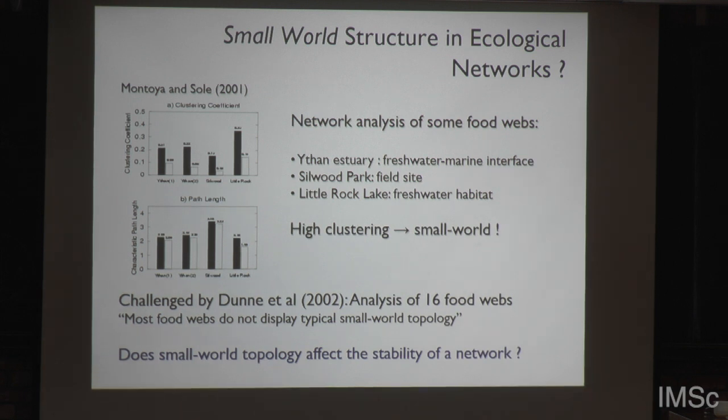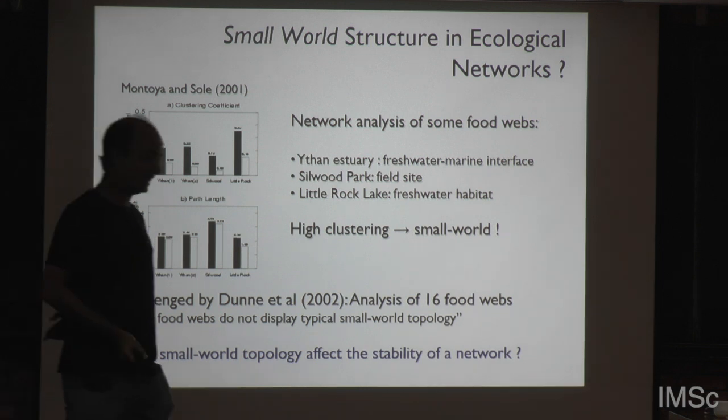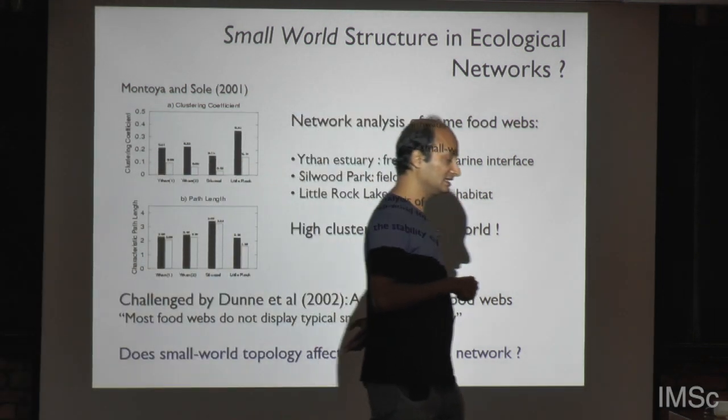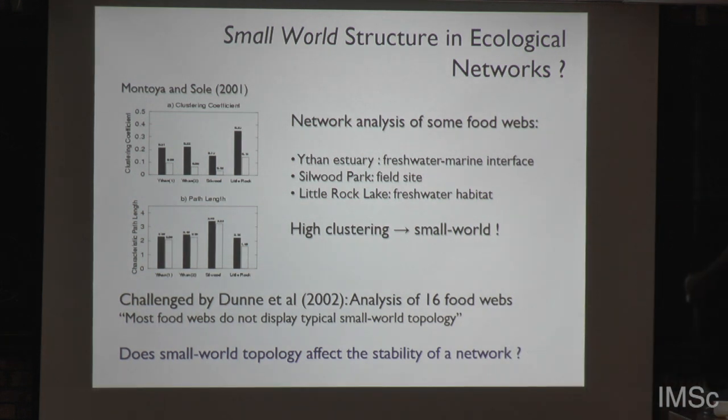Yes, you can find evidence for it in a few, but overall there doesn't seem to be too much evidence of this. So we can ask this, of course, as a theoretical question, that suppose you have taken a network and you impose a small world structure on it, does it affect its local stability if you just do an argument a la May?